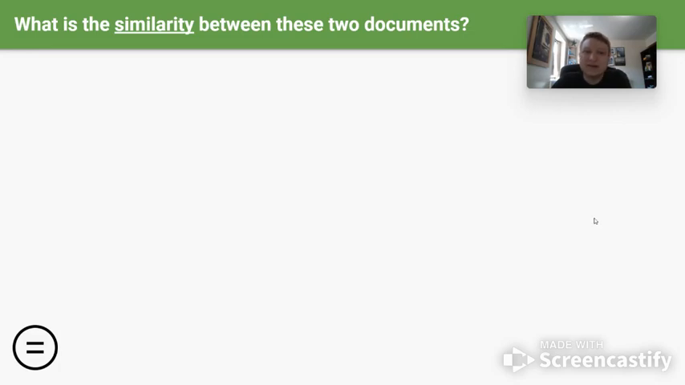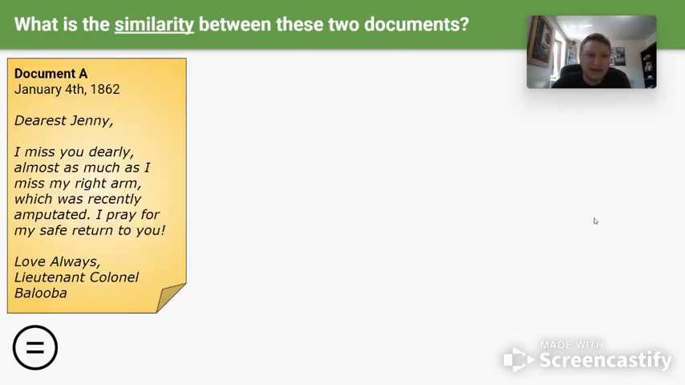So when we're looking at the similarity between two documents, I've got two documents here that I've kind of made up for you. So let's say our document A from January 4th, 1862 reads, "Dearest Jenny, I miss you dearly, almost as much as I miss my right arm, which was recently amputated. I pray for my safe return to you."